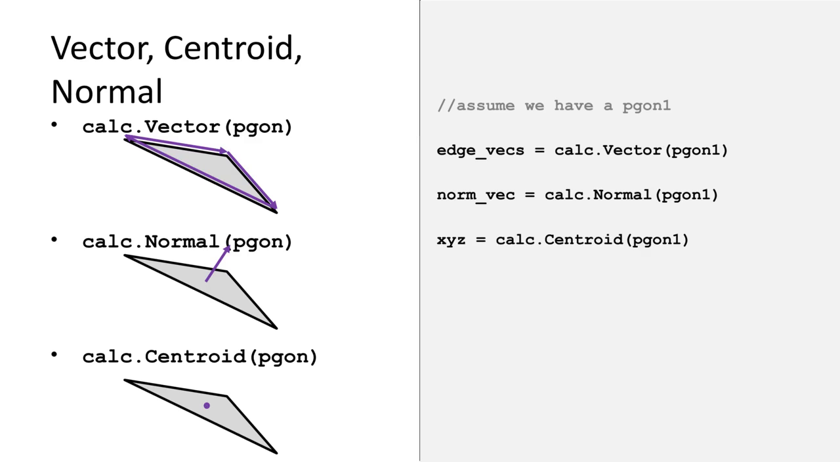The calc.vector function calculates the vector along one or more edges. If you pass it a wire, polyline, or polygon, the function will extract the edges and return a list of vectors along those edges. The calc.normal function calculates the vector perpendicular to a face. If you pass it a polygon, the function will extract the face and return the vector for that face. The calc.centroid function calculates the location at the center of the entity. The center is calculated as the average of the xyz coordinates of all the positions in the entity.